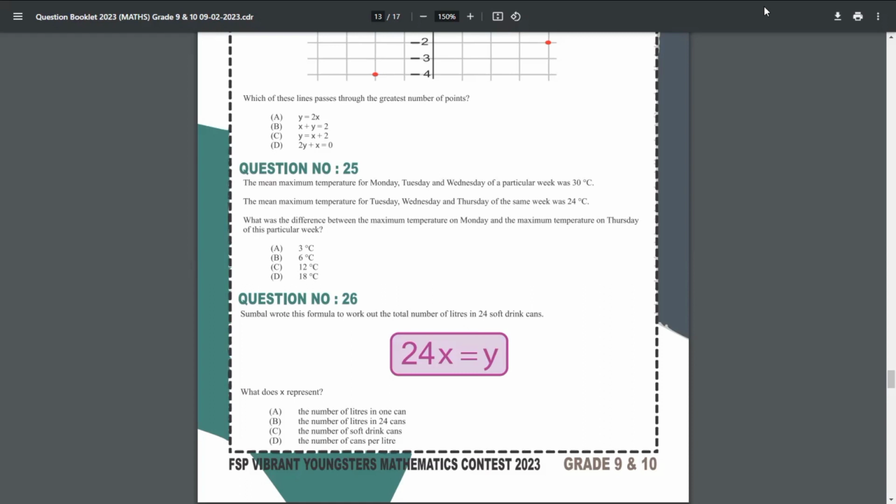Question 26. Sumbal wrote this formula to work out the total number of liters in 24 soft drink cans. 24x is equal to y. What does x represent? So the correct option is A, the number of liters in one can.